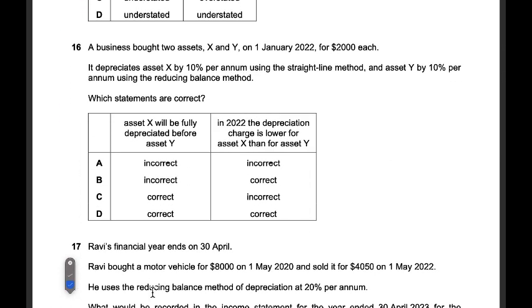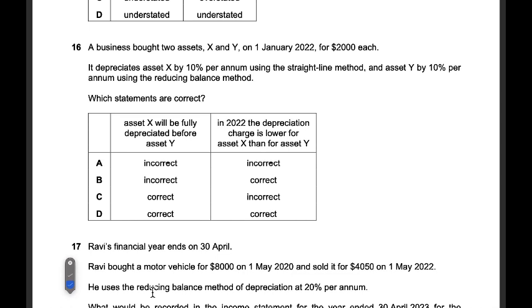A business bought two assets X and Y on 1 January 2022 for $2,000 each. It depreciates asset X by 10% per annum using the straight line method and asset Y by 10% per annum using the reducing balance method. Which statements are correct? Asset X will be fully depreciated before asset Y. This is true because when we use the straight line method, after a certain amount of time, the value of the non-current asset goes to zero. But in the reducing balance method, we reduce it by a percentage of the net book value, so the actual value of the asset never actually reaches zero. Hence, this option is incorrect.